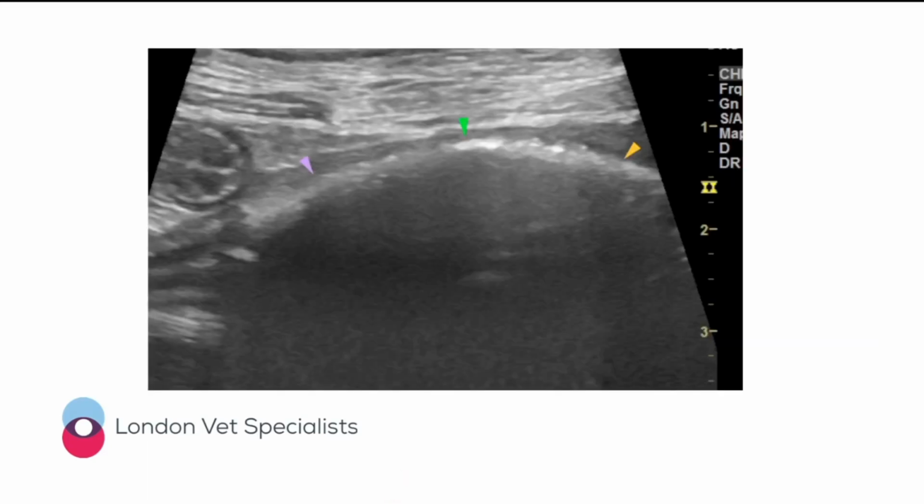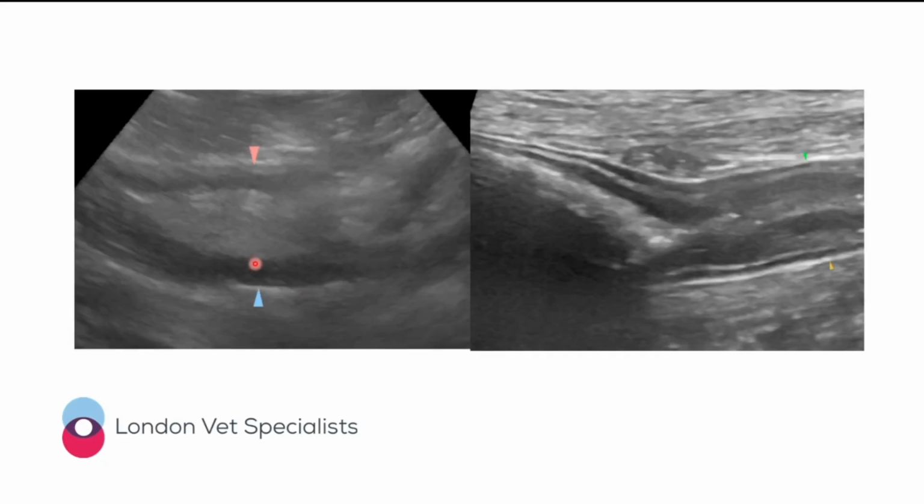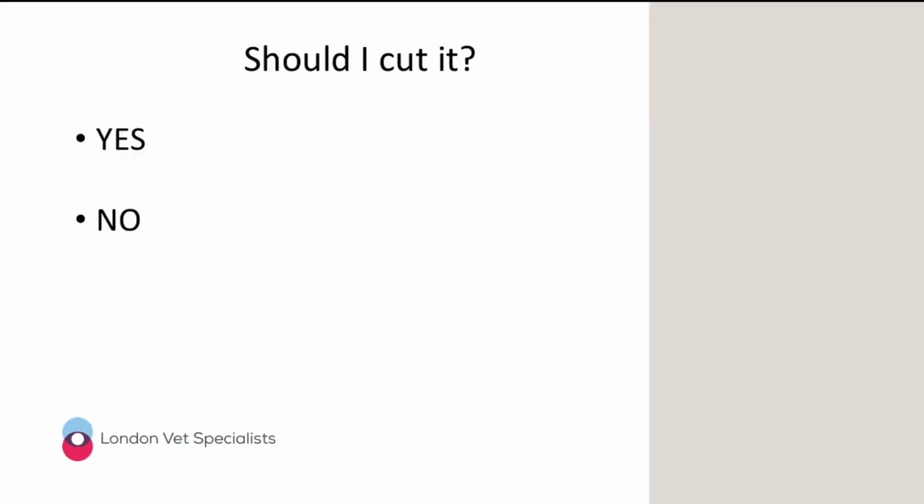So just running through those images again: small bowel, large, curvilinear, bright structure, lots of shadowing. The intestine ORAD is a little bit bigger than the aborad intestine, but there's really not much in it. So same question, should I cut this dog or not?